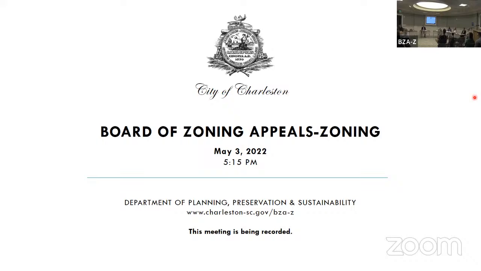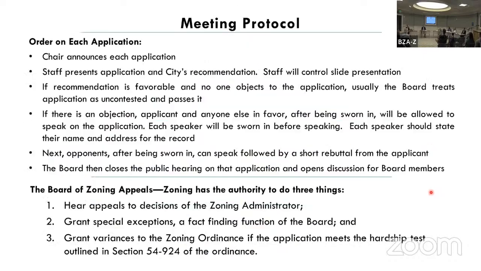If, however, the city recommends against the application or there is opposition to the application, we treat the application as contested and hear from the applicant and anyone else who is in favor of the application. Next, we hear from those opposed, followed by a short rebuttal from the applicant. Then we close the public hearing portion of the meeting for that particular application and open discussion to the Board of Zoning Appeals members only. We will then make a decision to approve, approve with conditions, or deny the application.